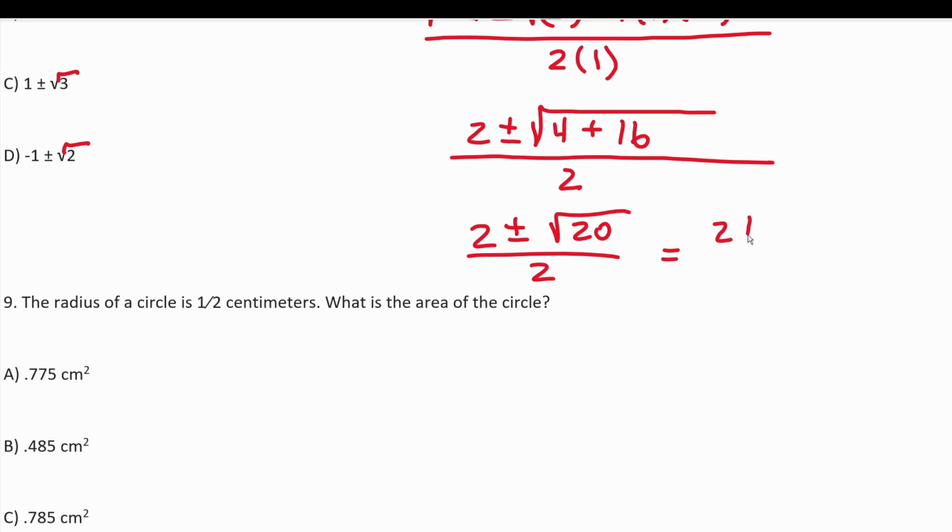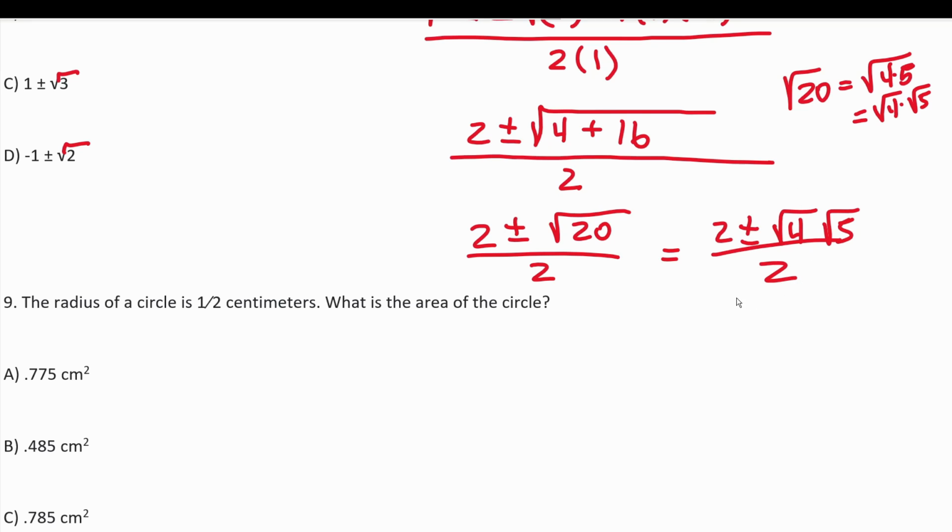This is the same as 2 plus or minus the square root of 4 times the square root of 5. Again, square root of 20 is the same as the square root of 4 times 5. If you know your properties of radicals, you can then split this to be square root of 4 times the square root of 5, which I just did right there. Of course, the square root of 4 is 2, so this becomes 2 plus or minus 2 times the square root of 5 over 2.